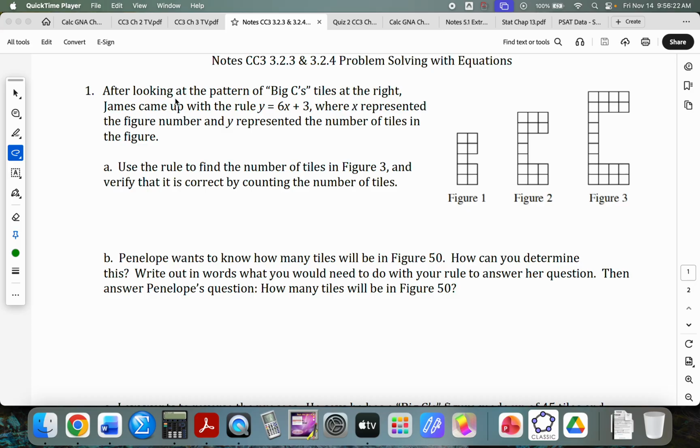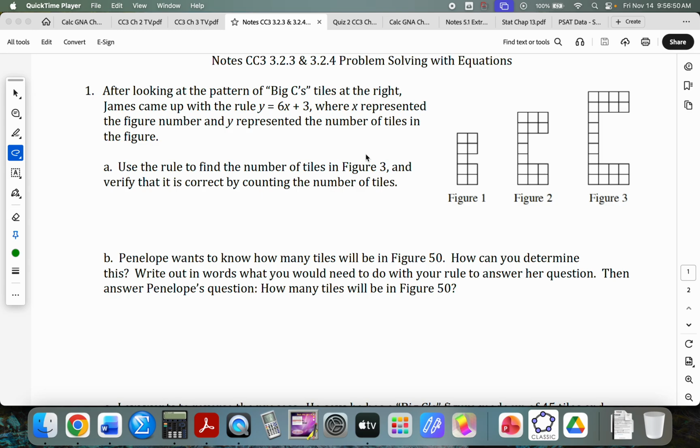So here's the problem. After looking at the pattern of big C's tiles at the right, James came up with the rule y equals 6x plus 3, where x represented the figure number and y represented the number of tiles in the figure. It's important to know what represents what, right? What x stands for and what y stands for. It says use the rule to find the number of tiles in figure 3. So it tells you the figure number.